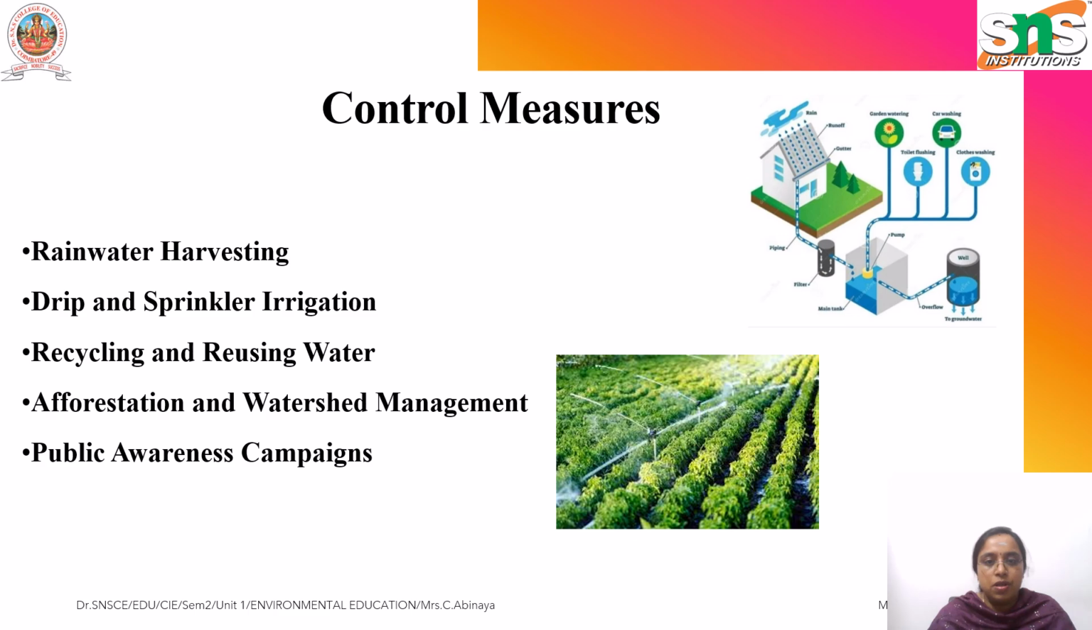Control measures. So water scarcity is a serious but solvable issue. With the right methods and commitment from individuals, communities and governments, we can ensure that water remains available for future generations. So first one is rainwater harvesting.